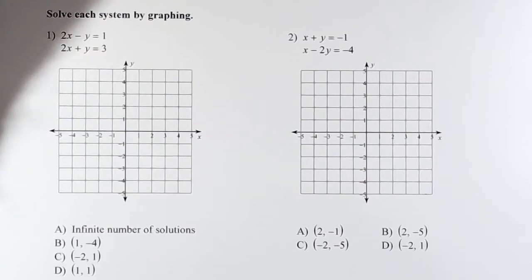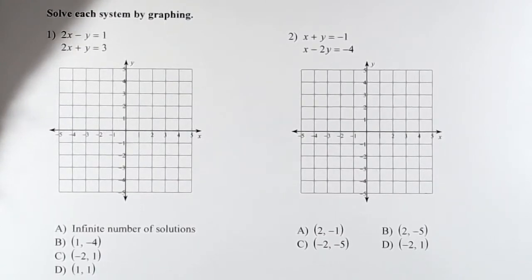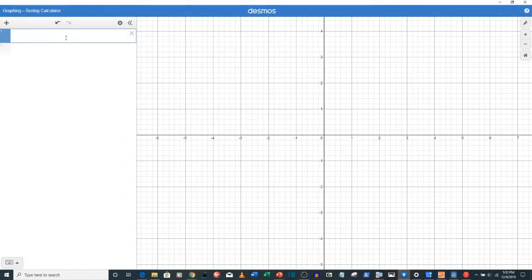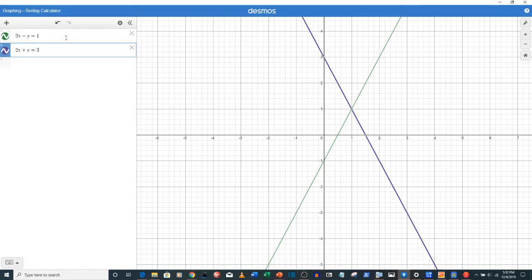So the first thing I'm going to do is go to Mathway, or Desmos test mode would do just fine, and type in 2x minus 3y, or minus y, equals 1. And then I'll type in 2x plus y equals 3. Okay, I can see that the intersection point is at 1, 1. So I know that it has a solution and that it's 1, 1.